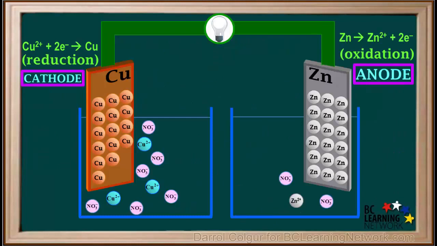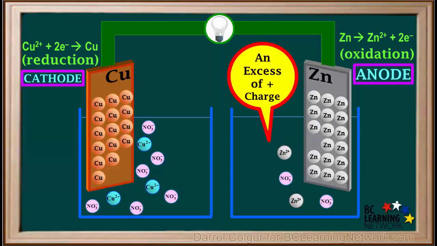In order to understand what the function of the salt bridge is, we'll see what would happen if we didn't have the salt bridge. As positive ions or cations are formed at the anode and enter the solution, an excess of positive charge would build up in the zinc nitrate solution. Notice we have a total of 4 positive charges and 2 negative charges on the ions depicted in this solution.